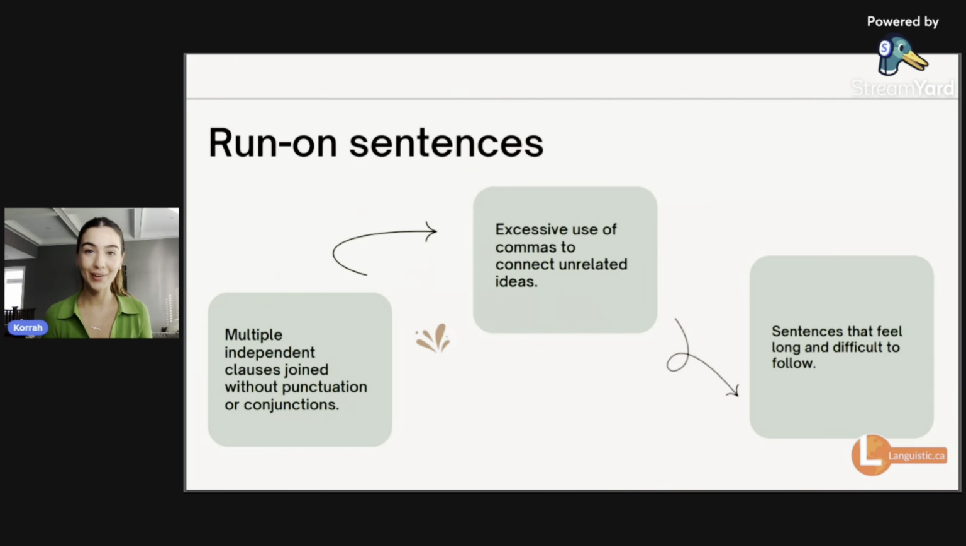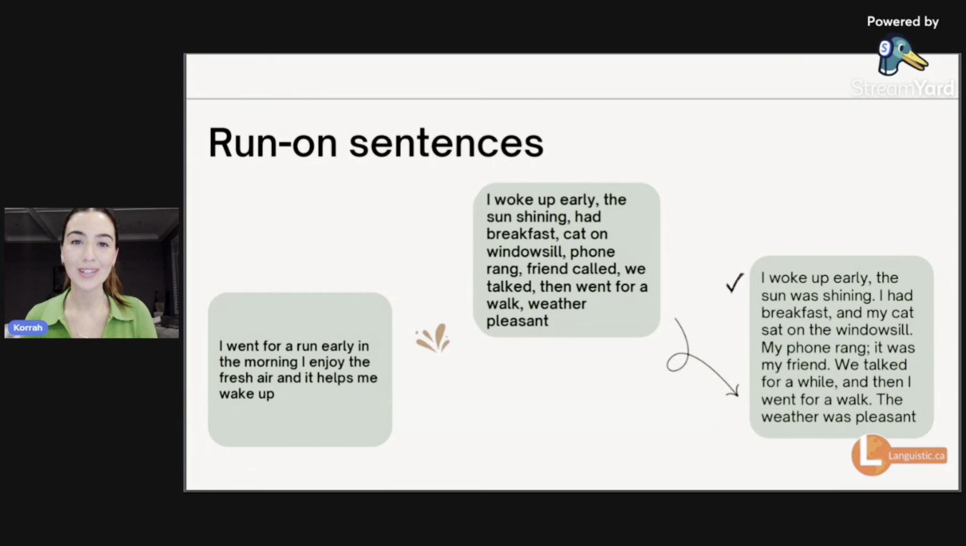Or, on the other hand, you might add too many commas in your sentence. So you can have one idea and a comma and just keep linking multiple ideas. If you have too many commas, it's likely a run-on sentence. Separate them and create their own sentences. So let's take a look at some run-on sentences.